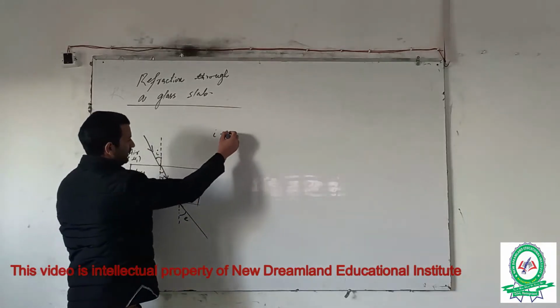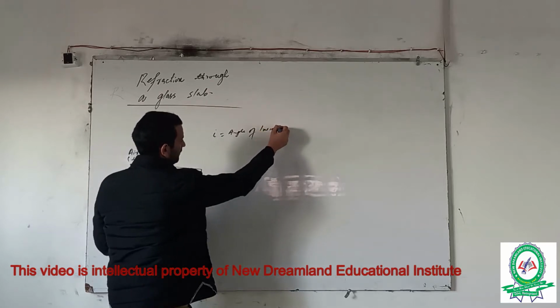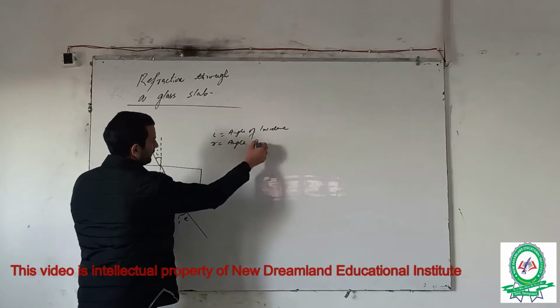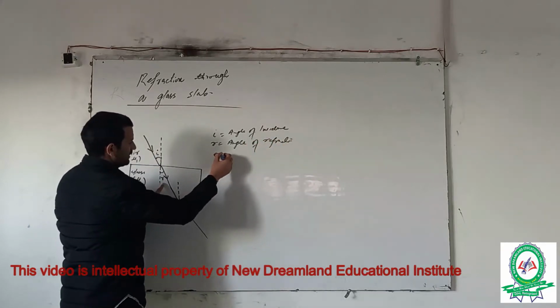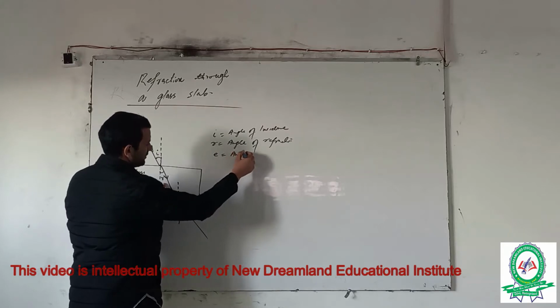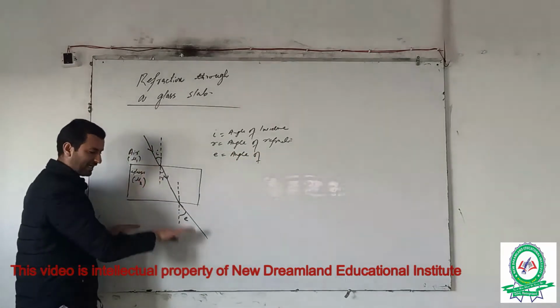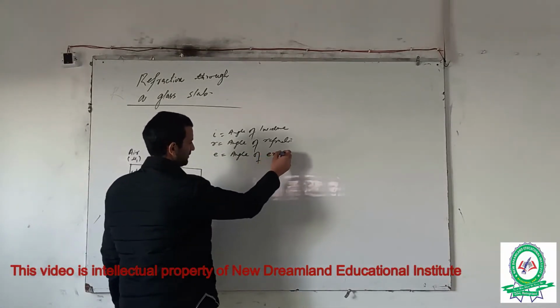So I is angle of incidence, and R is angle of refraction, and E is angle of emergence. जिस एंगल पे लाइट रे इमर्ज हो रही है ग्लास स्लैब से, दैट इज एंगल ऑफ इमर्जेंस. सो एंगल ऑफ इमर्जेंस.